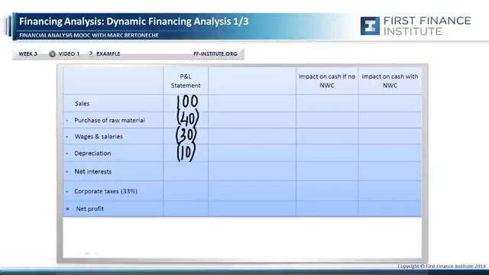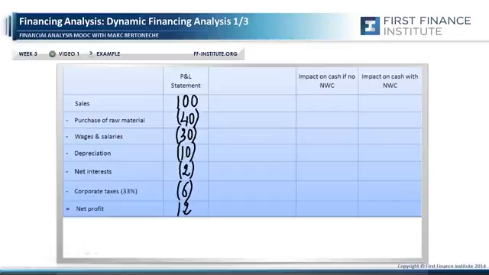Let's assume that net interest is 2. And therefore, this leads to 100 minus 40 minus 30 minus 10 minus 2, 18, profit before tax. Tax rate is 33%, 1/3. So 1/3 of 18 is 6. And 18 minus 6 leads to a net profit of 12. Now let's put that in a framework of cash. And we assume that there is no net working capital.